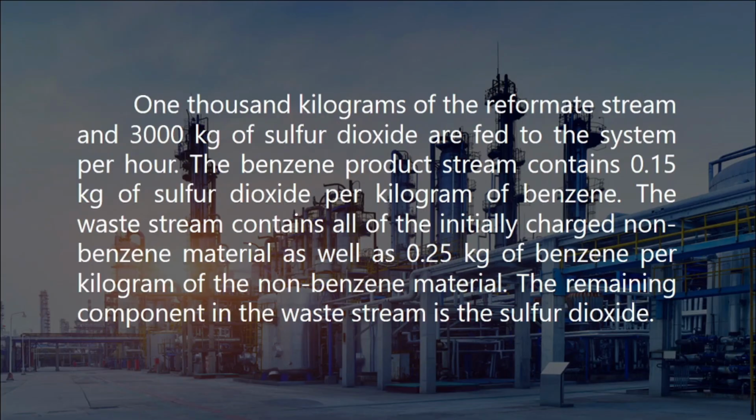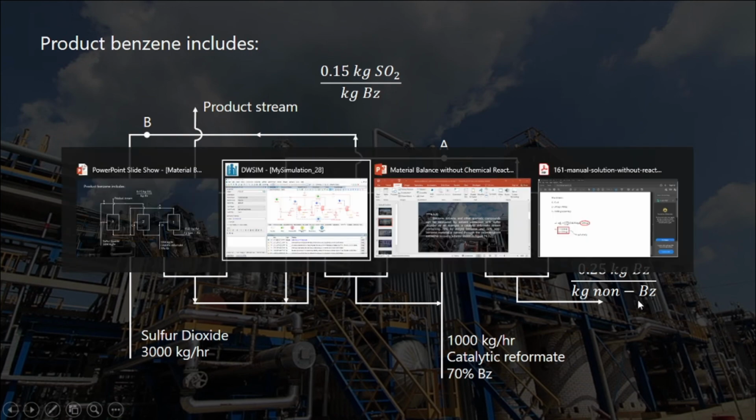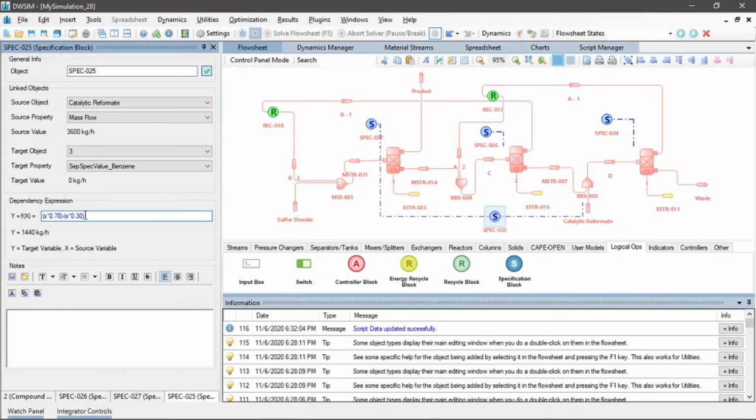So now let's go back to our diagram first. As shown in the figure, the waste stream consists of 0.25 kilograms benzene per kilogram non-benzene. So we will multiply this with 0.25. This is the amount of benzene in the waste stream.